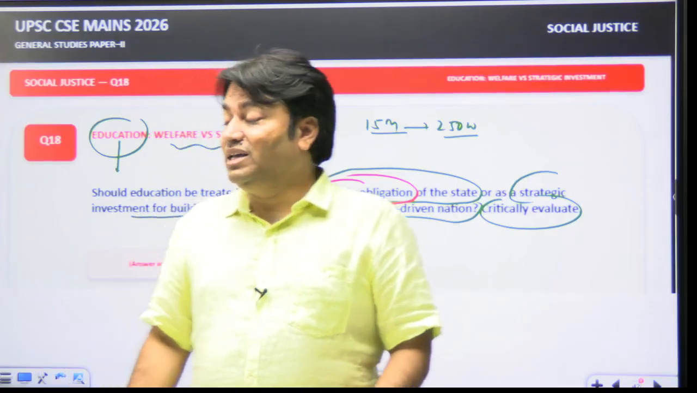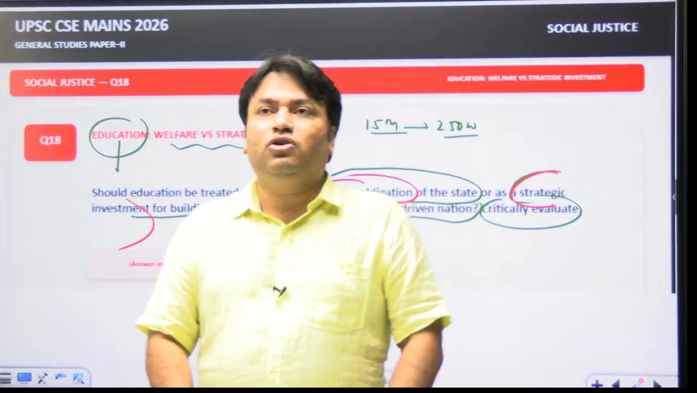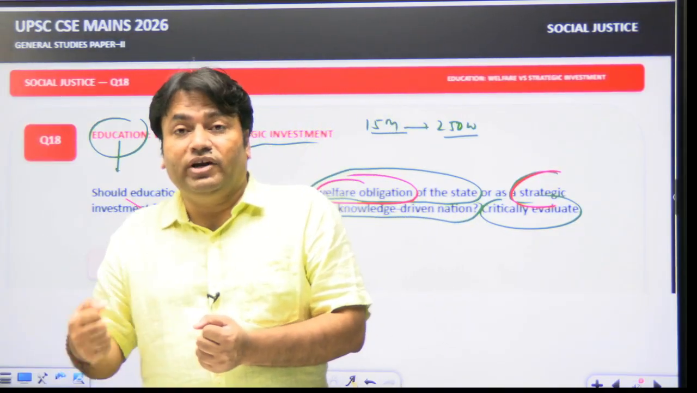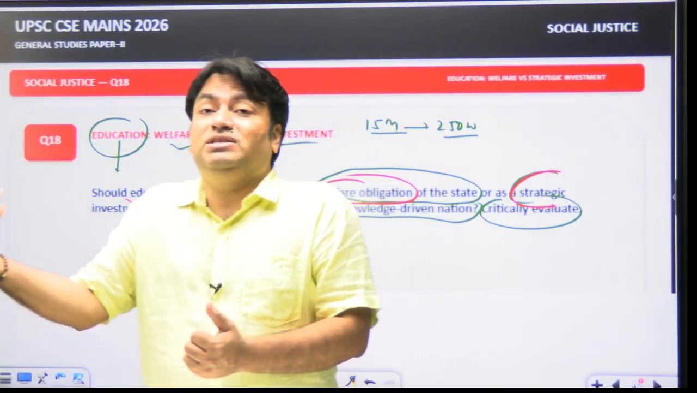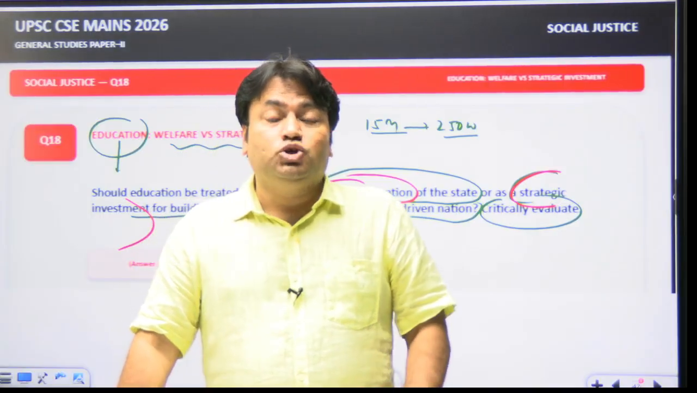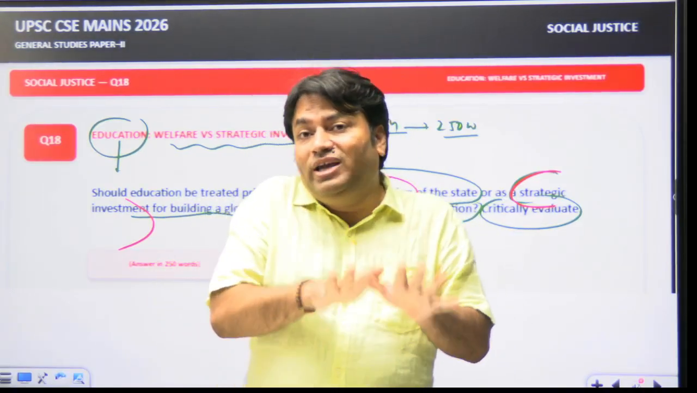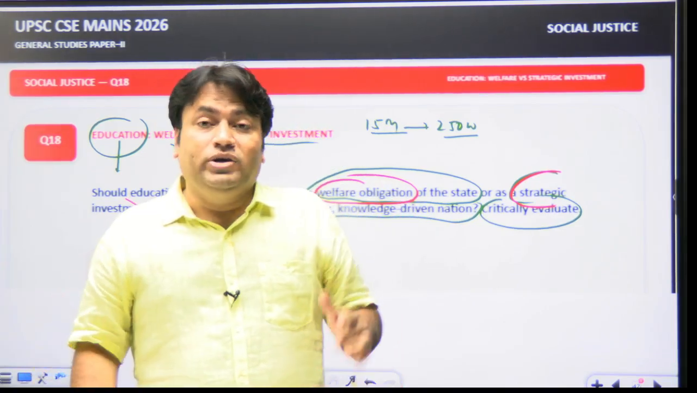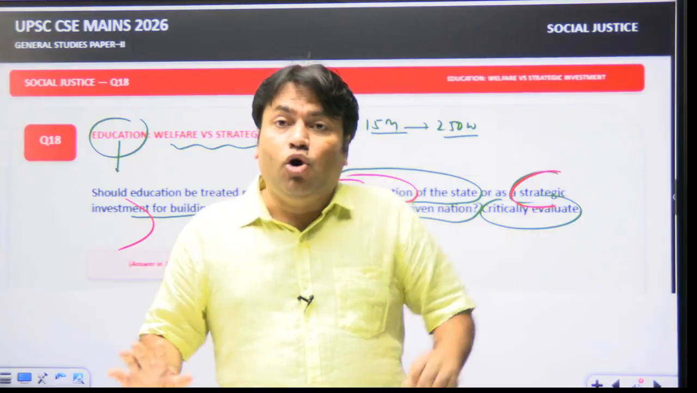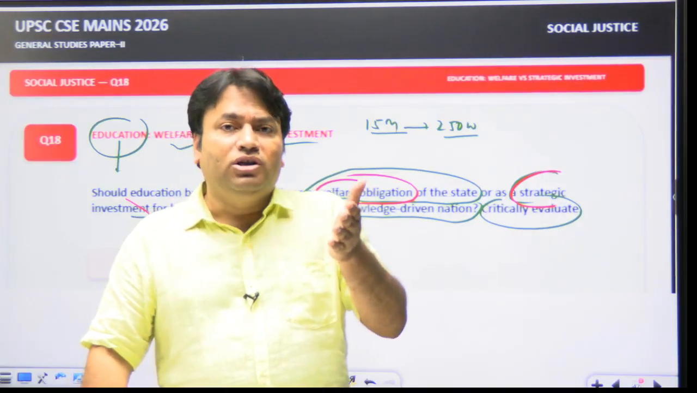And when we talk about a strategic investment, the second keyword, a strategic investment means what? We are talking about education related to human capital formation, education related to innovation and productivity, education related to employability as well as skills, education related to global competitiveness, education related to knowledge economy. So we have to argue that education is both a social right, a public obligation and a strategic investment. If we treat it exclusively as either welfare or strategic investment, that is not the right approach. So we have to write about both these dimensions.